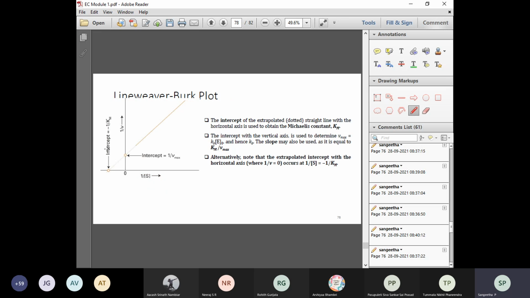Okay, so you can just see here the plot. The intercept of the extrapolated dotted straight line with the horizontal axis will be used to obtain your Michaelis constant Km. Here you have the reciprocal of the reaction rate and the reciprocal of the individual substrate concentration. When you have both of these on the axes and plot them, you will get this.